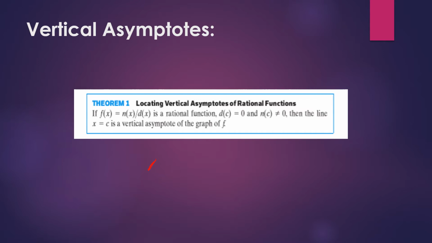So for example, if I've got f of x equals x squared plus 1 divided by x minus 1, if I want to take a look at x equals 1, my numerator is going to be 2, and my denominator would be 0, meaning there is a vertical asymptote at x equals 1, because the numerator is not 0, and the denominator is 0.